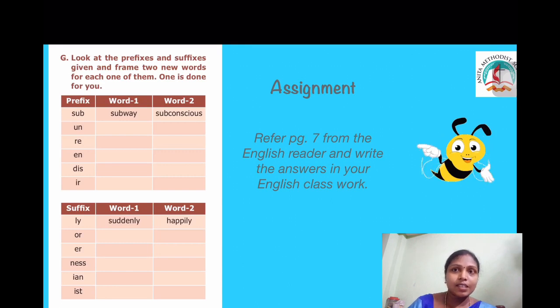Okay, here is an assignment. Refer to page 7 from the English reader and write the answers in your English classwork. Can you see the questions given? I have taken a screenshot. Can you see it on the slide? You have to identify the words for the given prefixes and suffixes. Find out the words which start or end with these prefixes and suffixes, and then you have to frame sentences. So write your assignment in your English classwork, children.